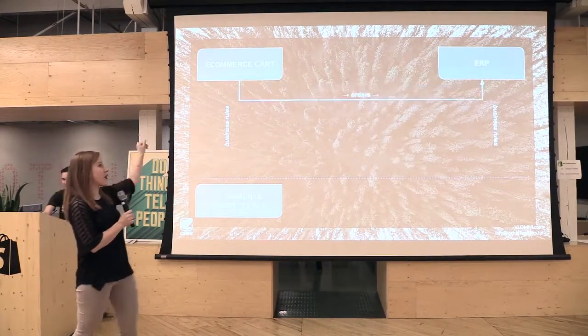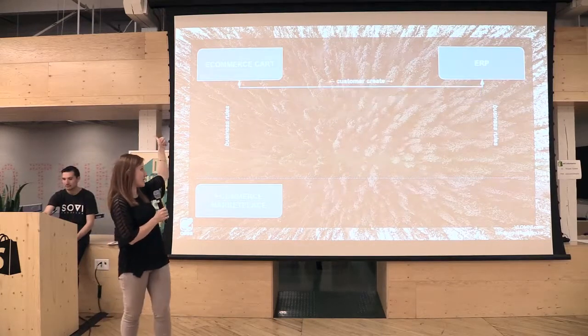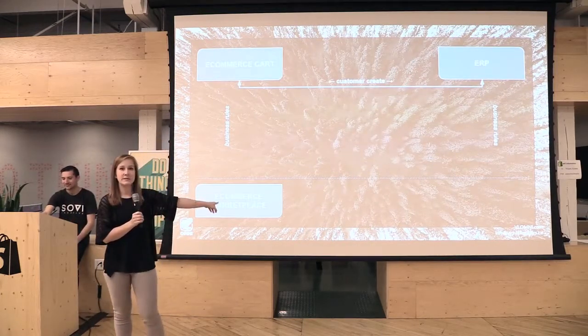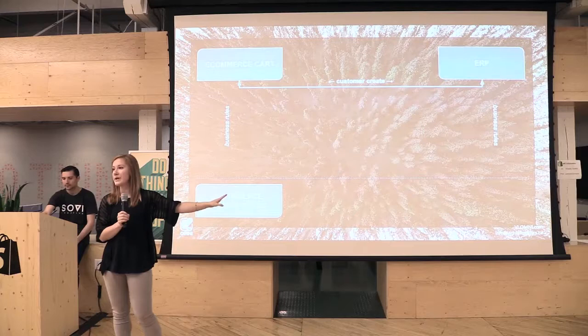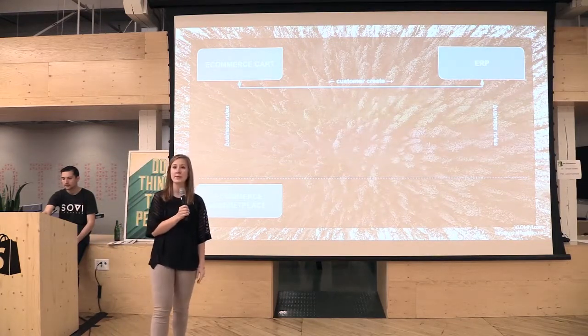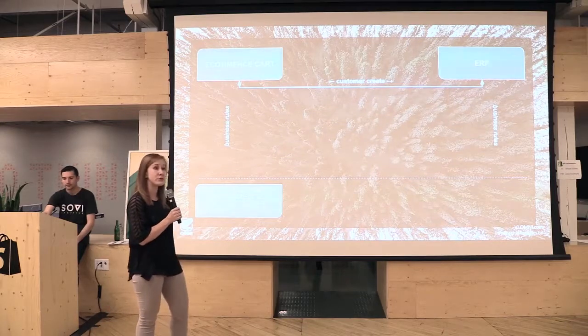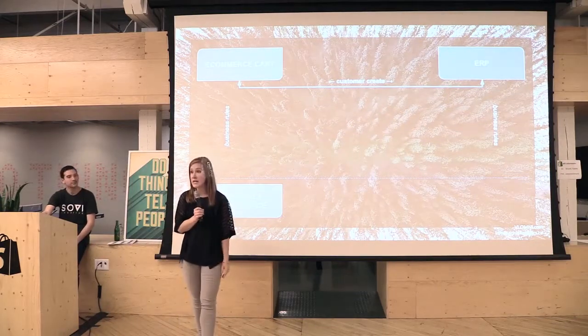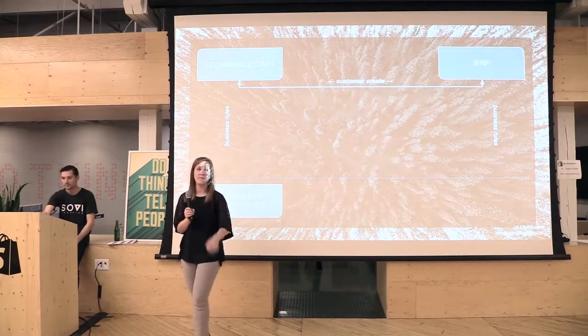So, they have their e-commerce cart, their ERP, and the e-commerce marketplace. This is what they needed to fulfill. I'm going to break it down step by step. So, you've got customer create. Somebody buys something from your Shopify store. That data needs to go automatically to the ERP. If you make a change in the ERP, that needs to go back into Shopify Plus.